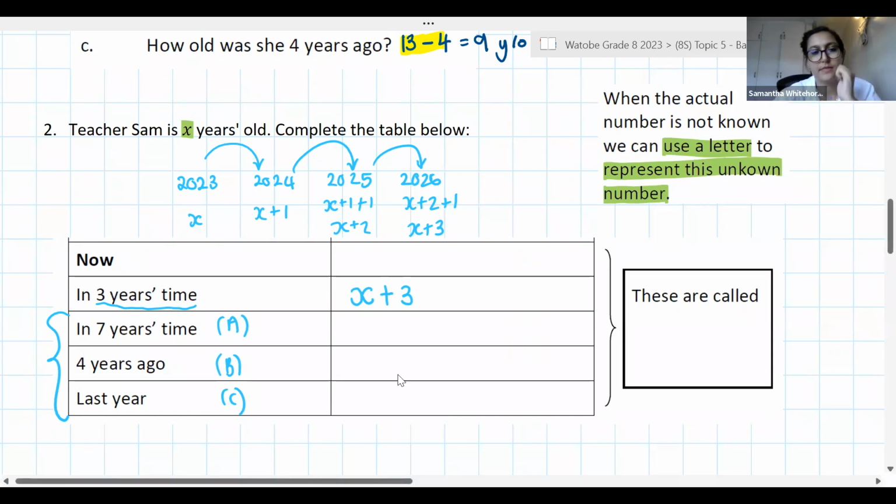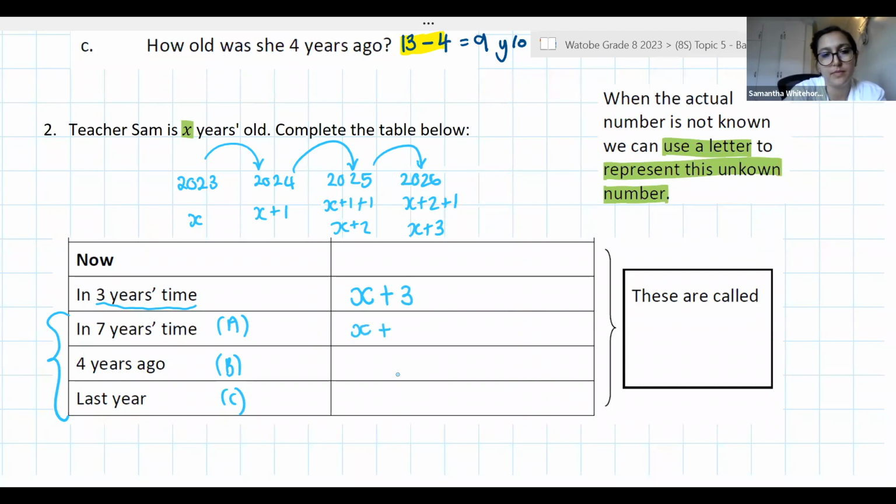Hi, ma'am. I'm Velo. How are you, ma'am? I'm good. How are you? I'm good, ma'am. So for A, what I did, ma'am, you see, teacher Sam is 8 years old. So what I did is I said X plus 7. Perfect. Excellent. So guys, in 7 years' time, we are adding 7 years to the age. And so exactly X plus 7. Very nicely done.